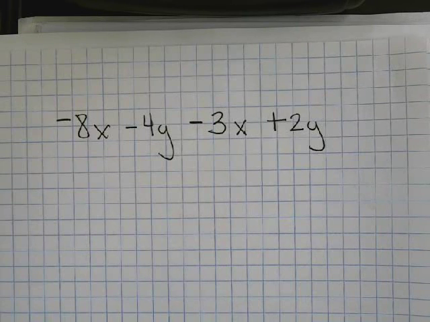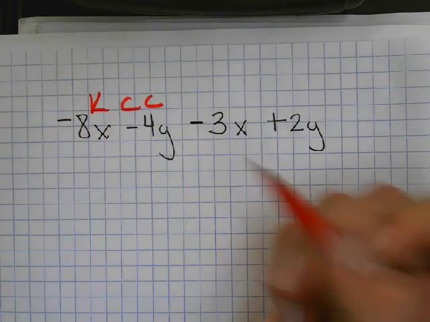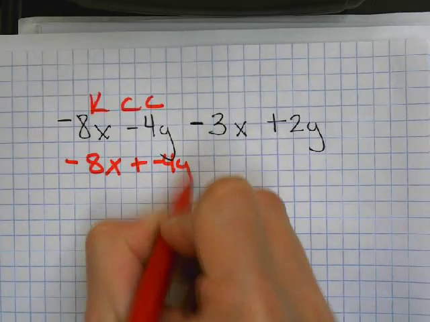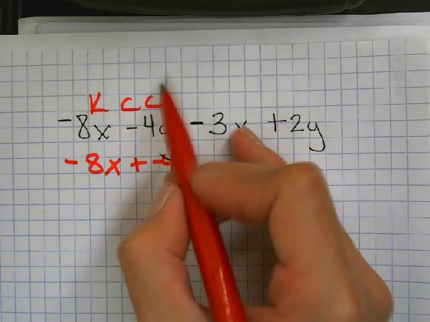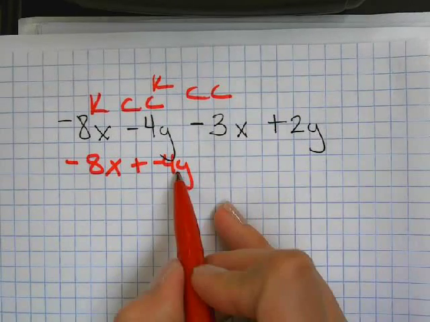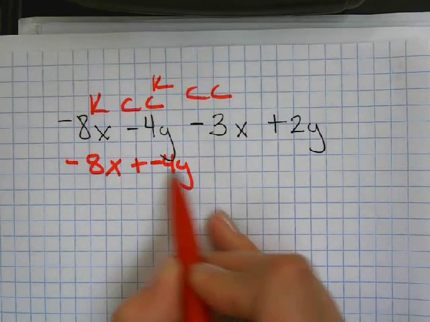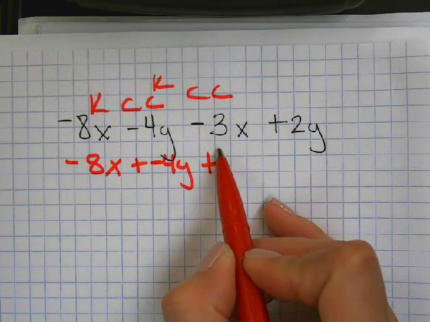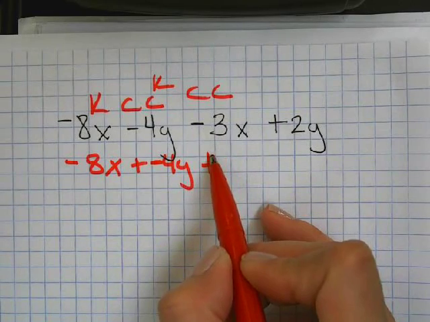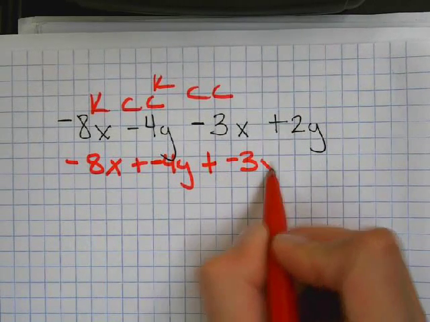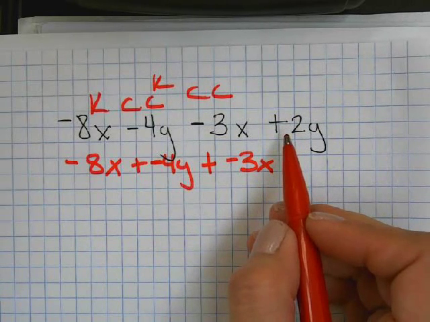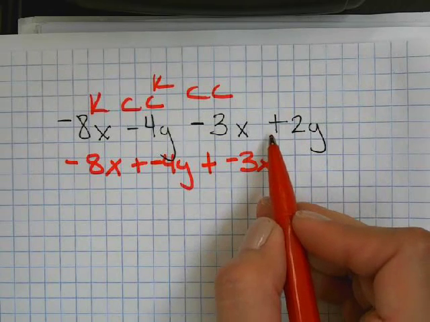What's the first thing you should do? Okay, so keep, change. So negative 8x plus negative 4y. Now, you see this one? We're going to do another keep, change. So we're going to keep this one the same, which is now a negative 4y. We're changing the subtraction to addition. What's the opposite of 3x? Negative 3x. Now, do I have to change this? No, why not? It's a plus sign, right? It's already an addition. We like addition. So we keep it.